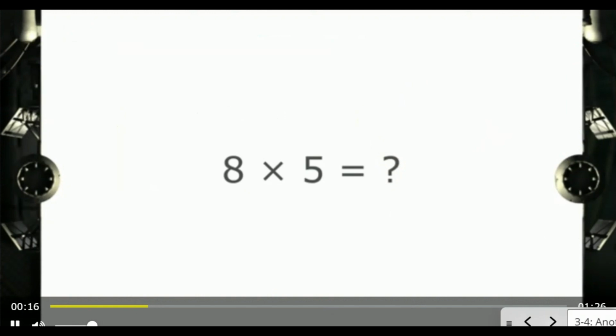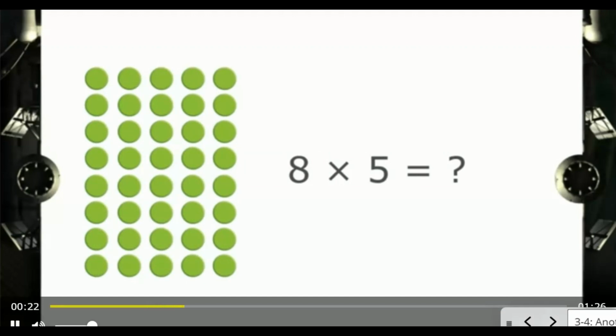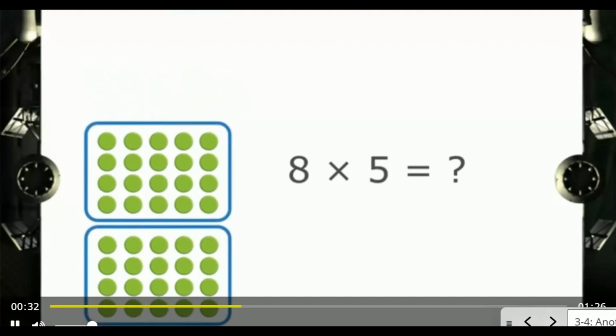First, let's make an array. 8 times 5 is 8 groups of 5. Now, you could count all of these, but there's an easier way to do it. We have 8 groups of 5. Using the distributive property, we can break up this array into 4 groups of 5 plus 4 groups of 5.